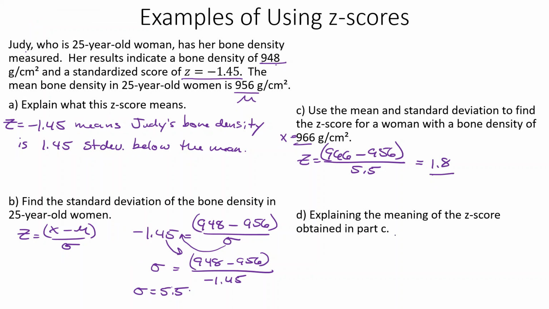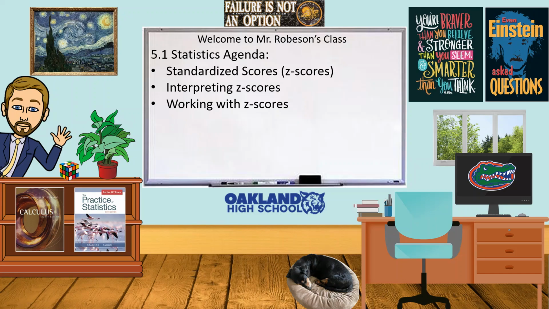Explain the meaning of the z-score obtained in part C. So z equals 1.8 is 1.8 standard deviations above the mean. All right, so that's what that 1.8 means. It's positive, so it's above the mean, or greater than the mean. And that's how many standard deviations it is away from the mean. All right, so that's it for 5.1. So just working with z-scores, mostly just using the formula and writing those short little sentences.